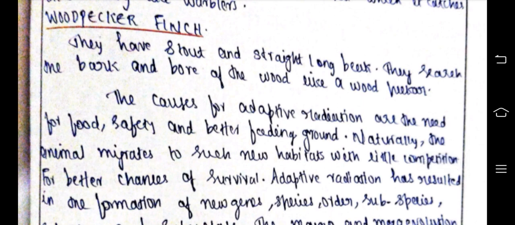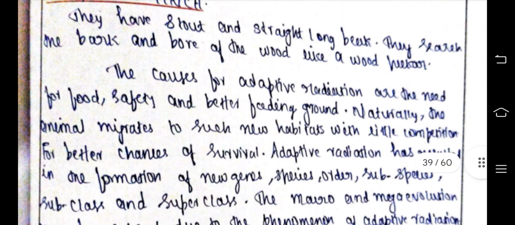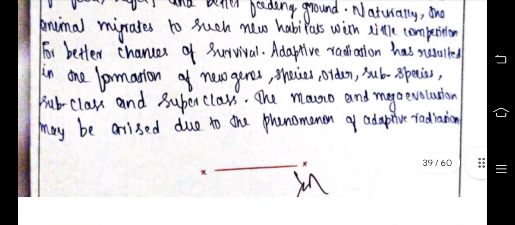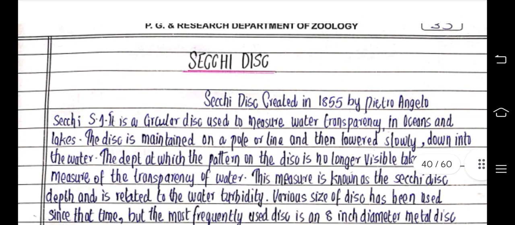The causes for adaptive radiation are food, safety and better fecundity. Naturally, the animals migrate to new habitats with little competition for better chances of survival. Adaptive radiation has resulted in the formation of new genera, subspecies, subclasses and superclasses. Macro and mega evolution may arise due to the phenomenon of adaptive radiation.